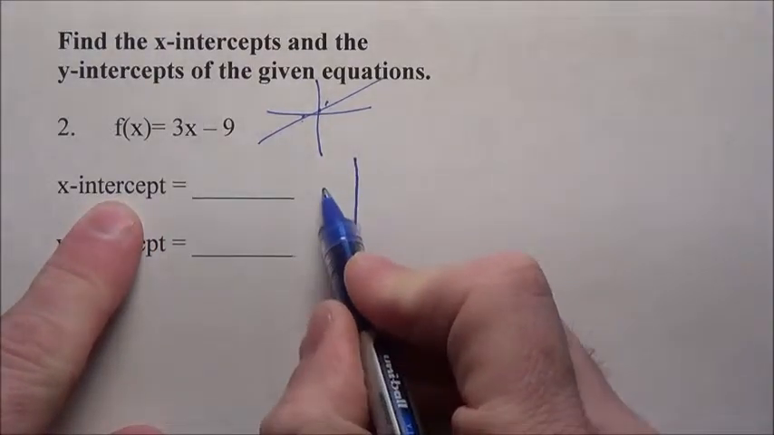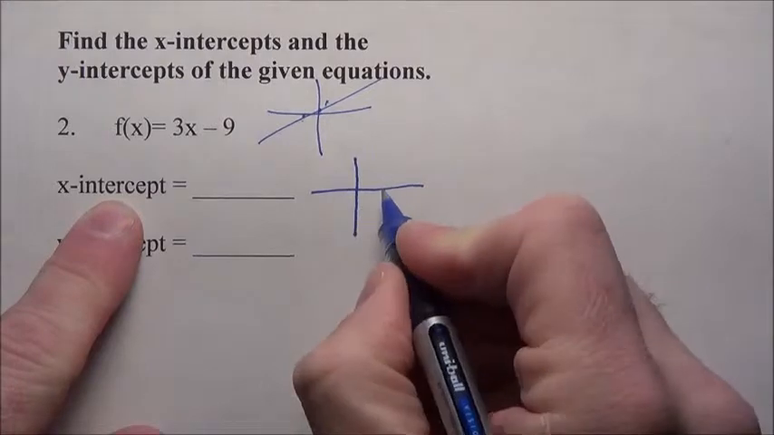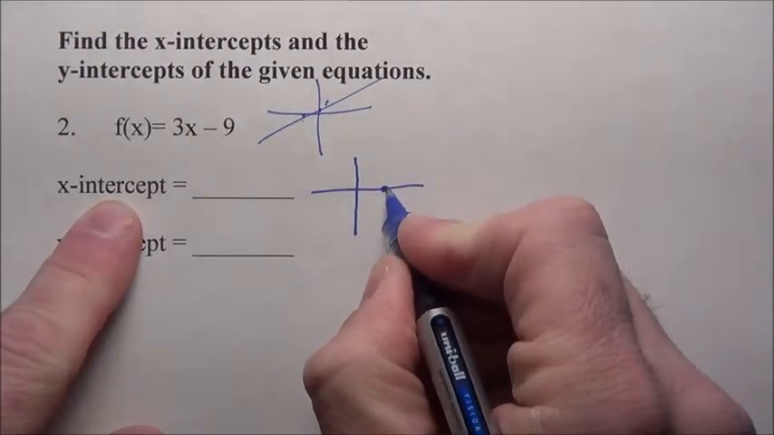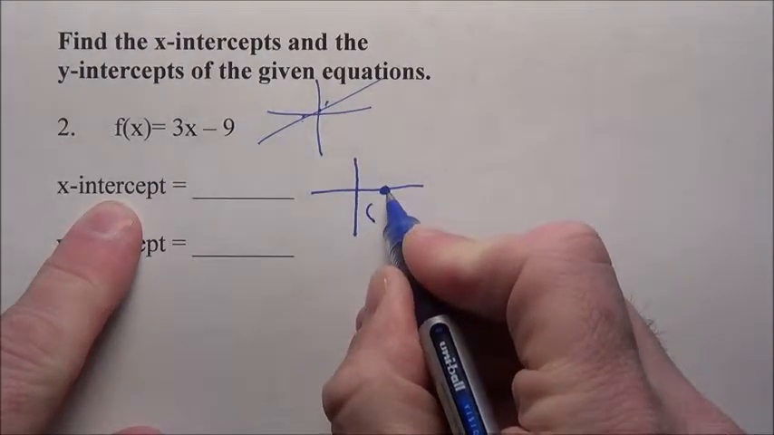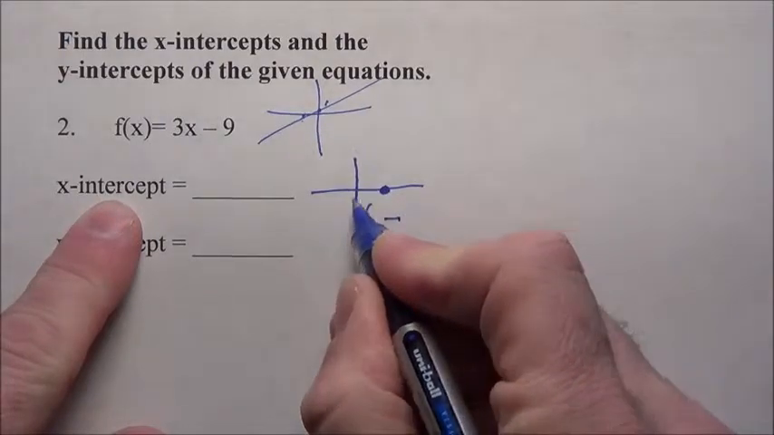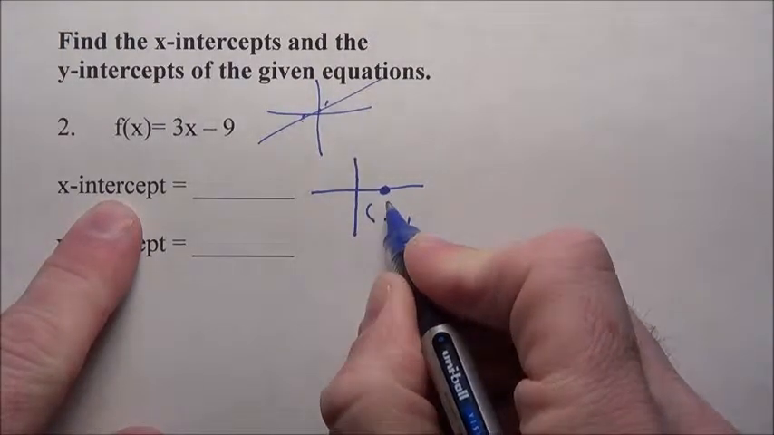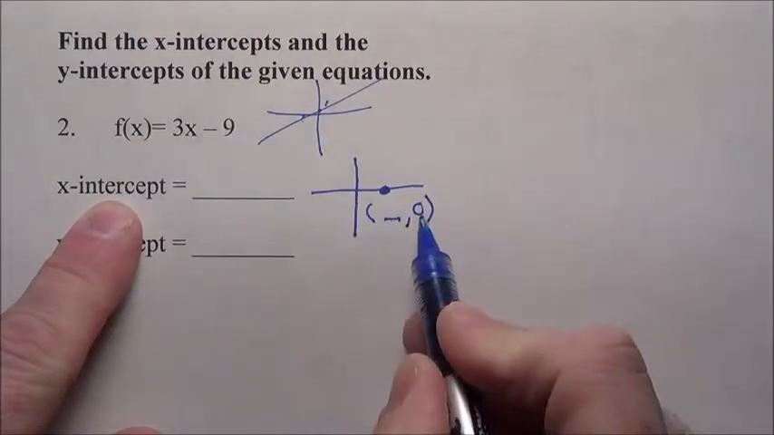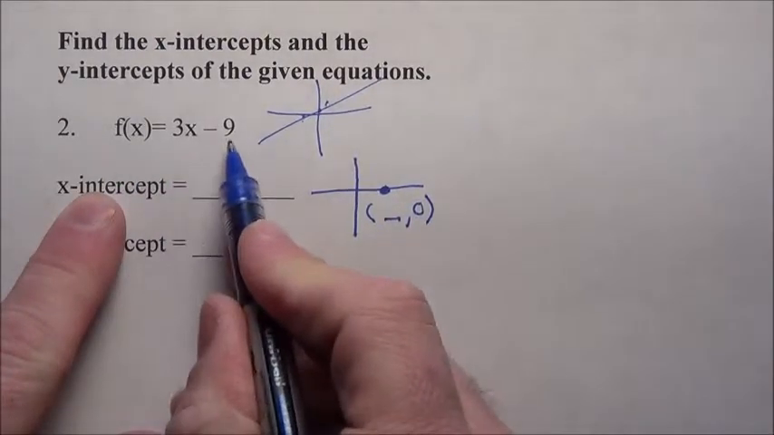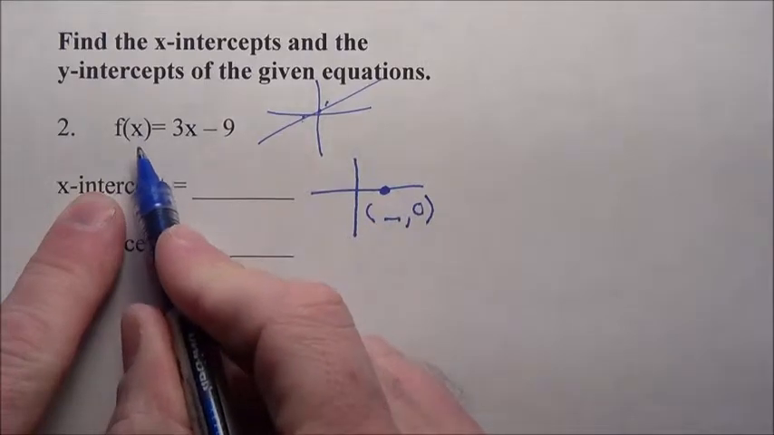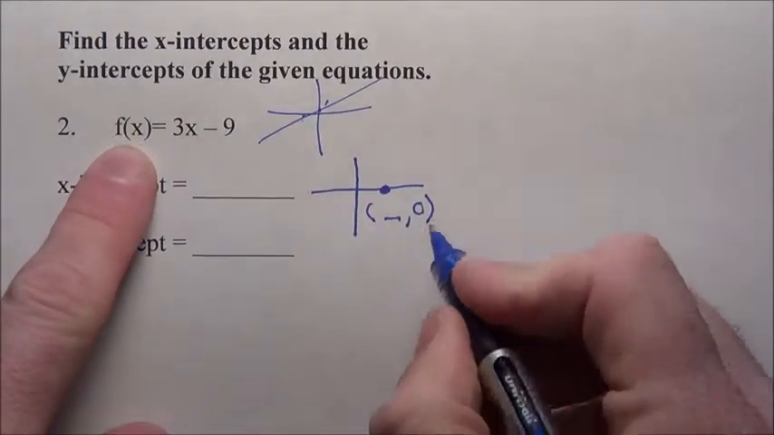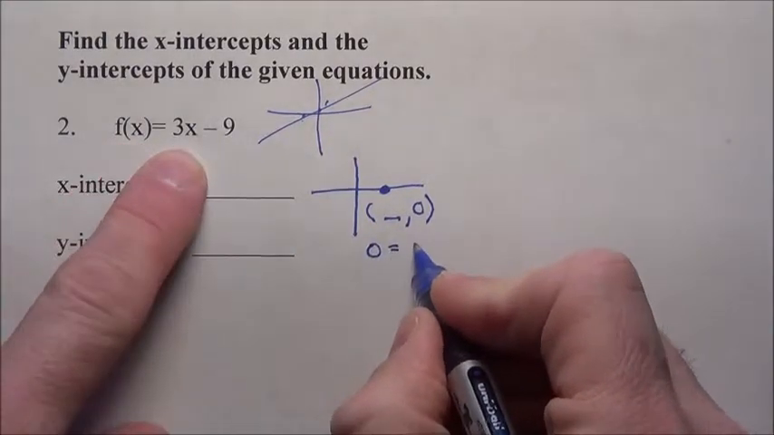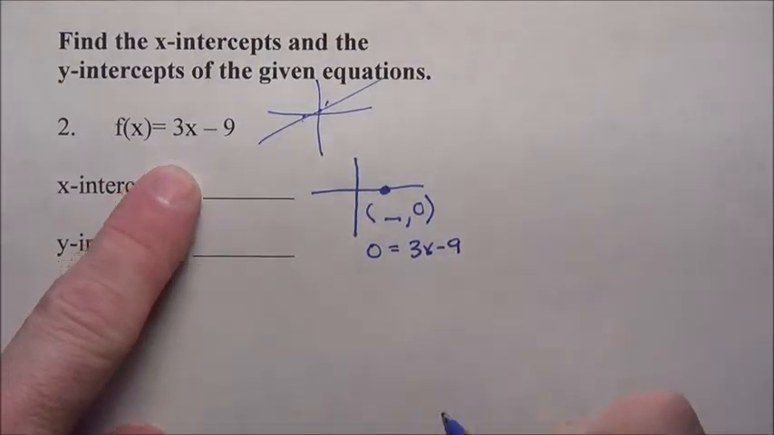If I'm talking the x-intercept, that's where it crosses the x-axis. So let's pretend it's right here. Well, we know that's the ordered pair over something. We don't know how far over we've gone, but we do know that we've moved up to a height of nothing. So I do know the y value in this equation is going to be 0. In this case, f of x is what y is. So I know the equation is going to be 0 is equal to 3x minus 9.